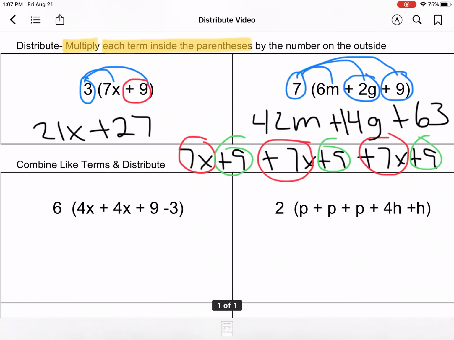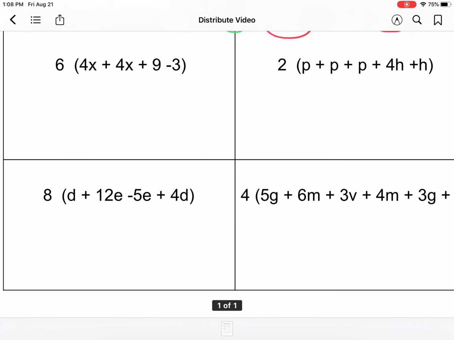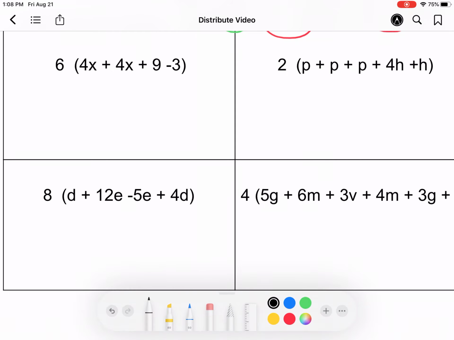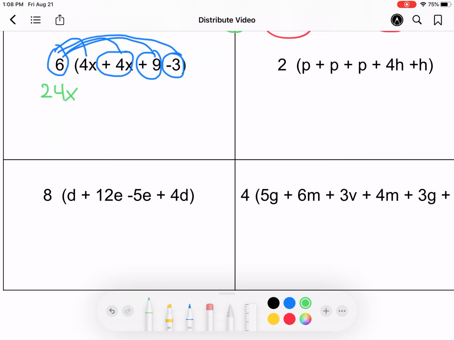So we're going to take this now a step further and get into distributing and combining. Nothing changes. I'm still going to distribute this 6. I'm going to distribute to that 4, to this positive 4x, to this 9, and to this negative 3. So what do I get? 6 times 4x is 24x. 6 times 4x again is 24x. 6 times 9 is 54. And 6 times negative 3 is negative 18, positive times a negative.